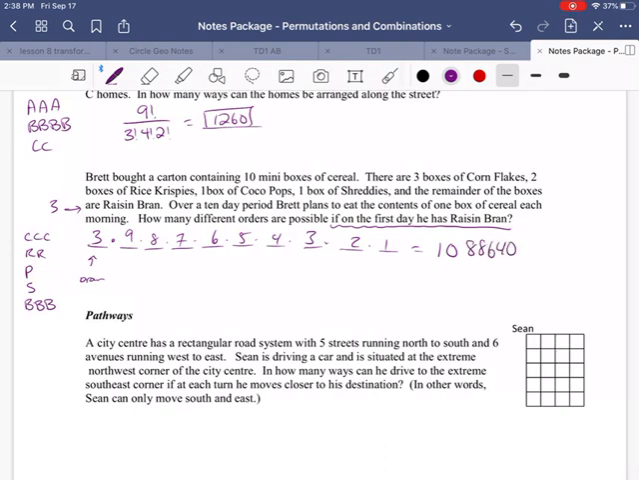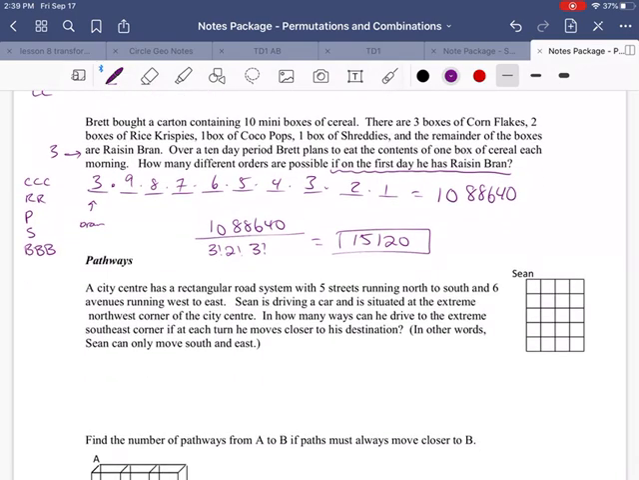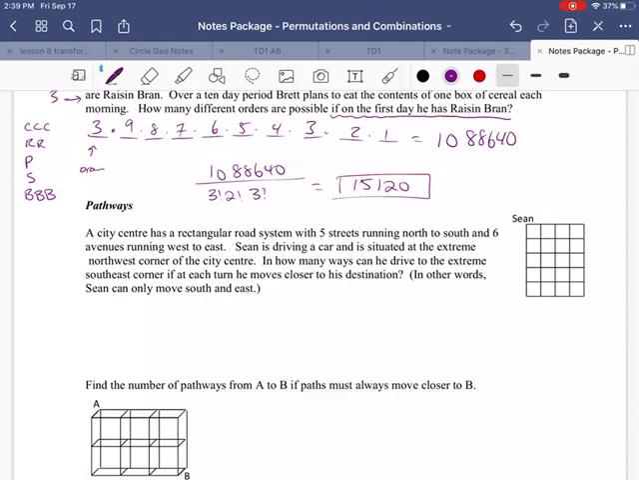So he's got 1,088,640. However, you need to take that number and divide by the repeats. So 3 repeats, 2 repeats. You don't have to put the 1 for the Cocoa Pops or Shreddies because it doesn't matter. And then 3 factorial. So if we simplify this, our options are reduced quite a bit. But still, a ton of different ways that he could consume cereal. Must be a hungry guy.